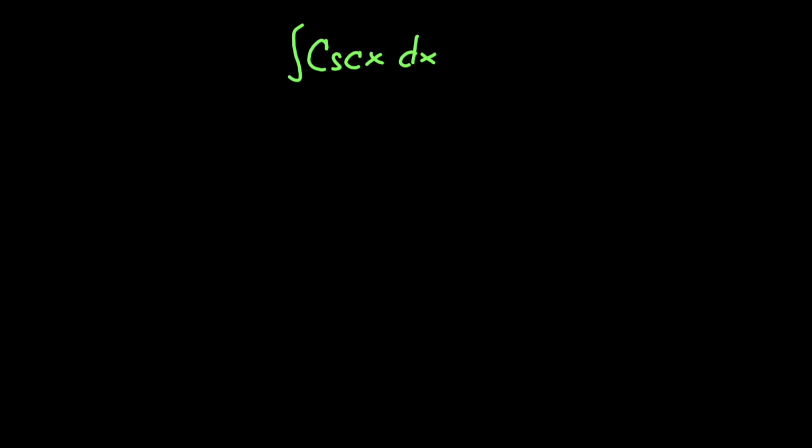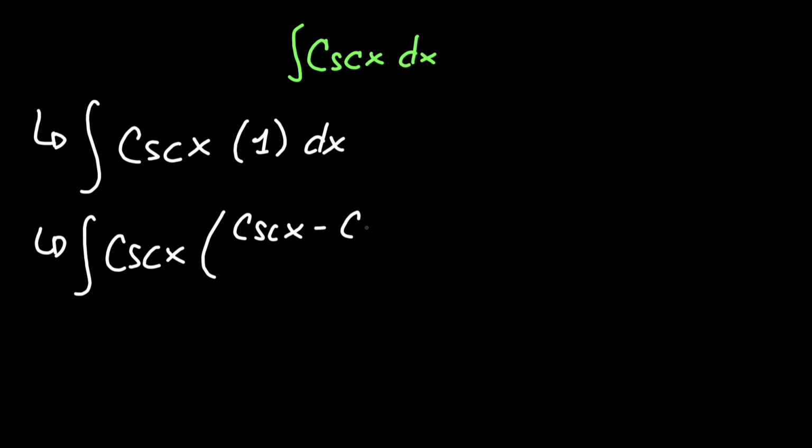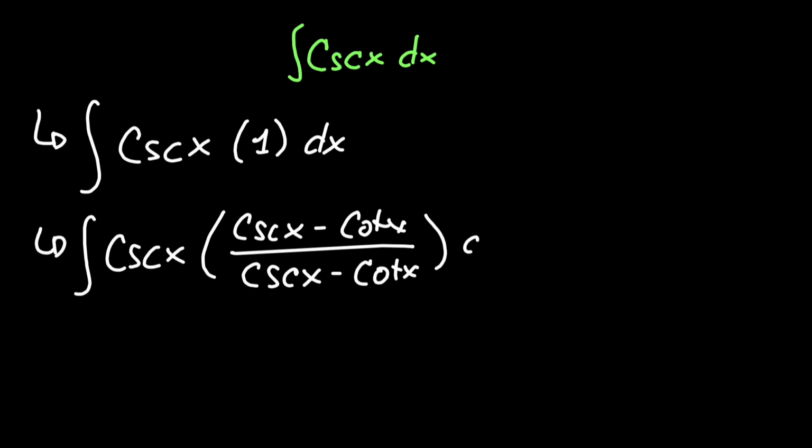Let us move on with the integral of cosec x. So just like with the secant, multiply it by a value of 1. And so that value of 1 would be equal to cosec x minus cotangent of x over itself. And so multiply it.